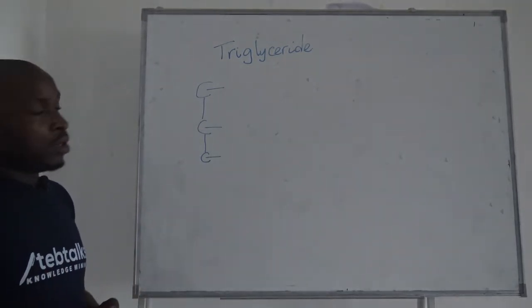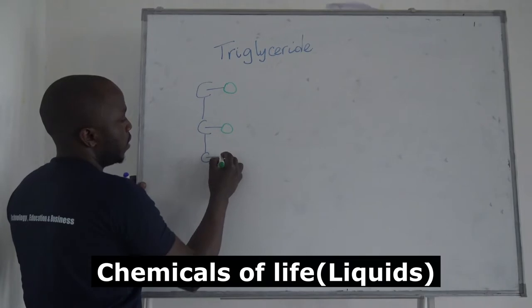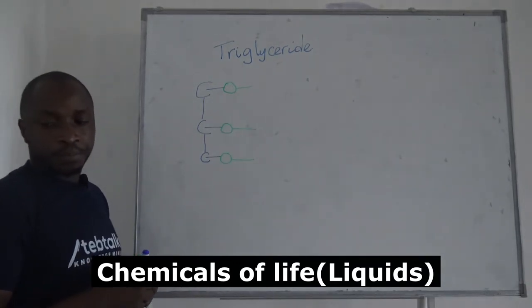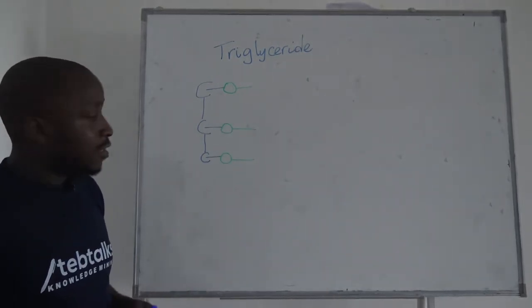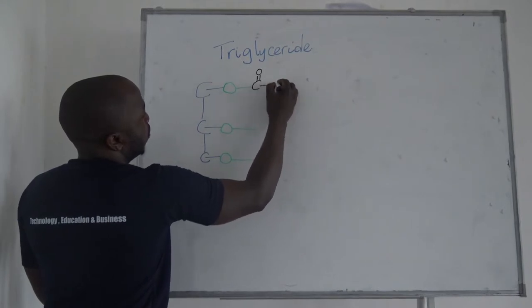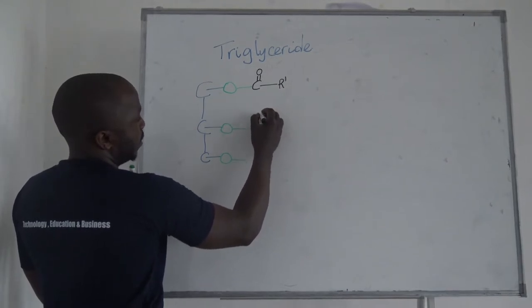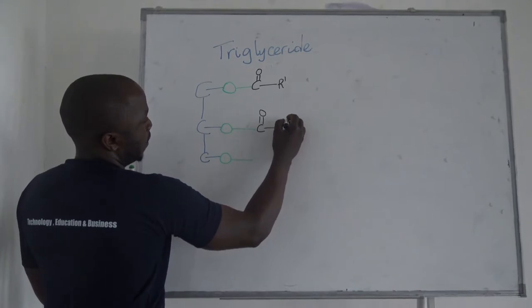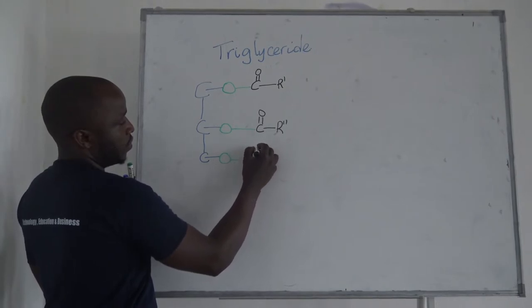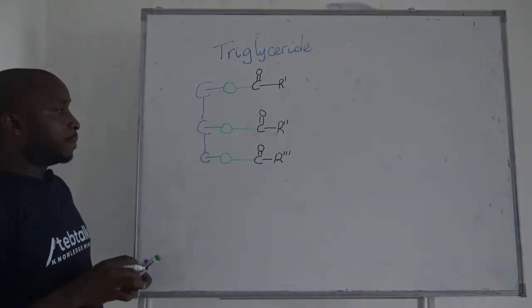Linked to three different carboxylic acids, which we call fatty acids. So the fatty acids, you said earlier, are carboxylic acids, and there are three of them. So we have that. This fatty acid can be different from the other one, and we have this that can be another fatty acid.